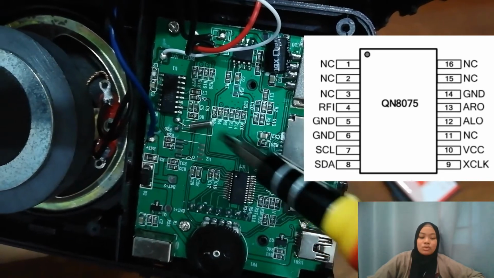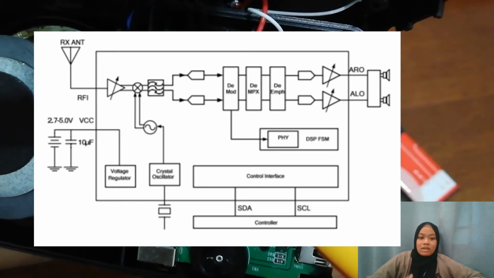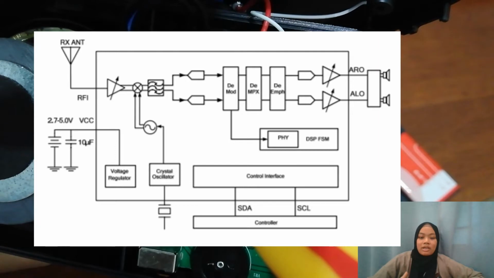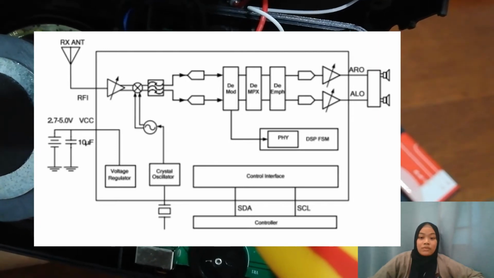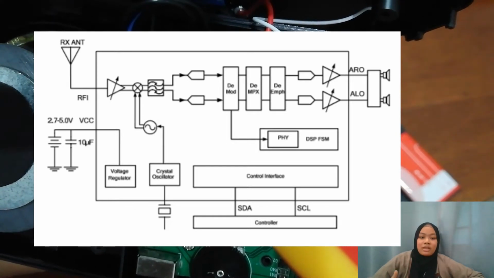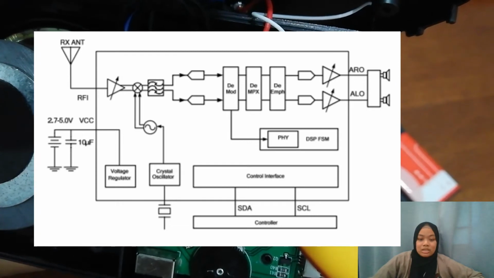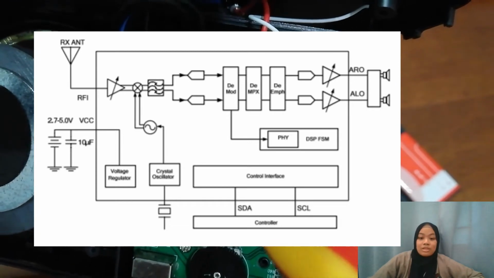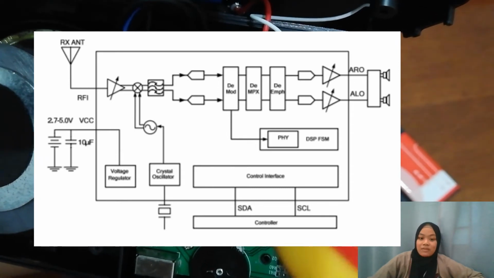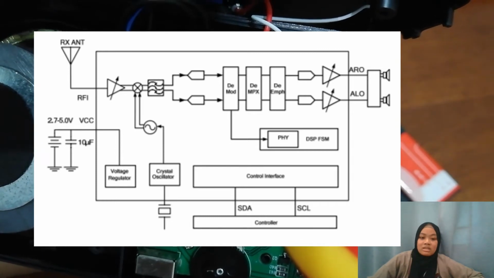Moving on to the circuit inside the IC, the QN8075 receiver uses a highly digitized low IF architecture, allowing for the elimination of external components and factory adjustments. An integrated voltage regulator enables direct connection to a Li-ion battery and provides high power supply ripple rejection, PSRR, for superior noise suppression. It receives the RF signal.